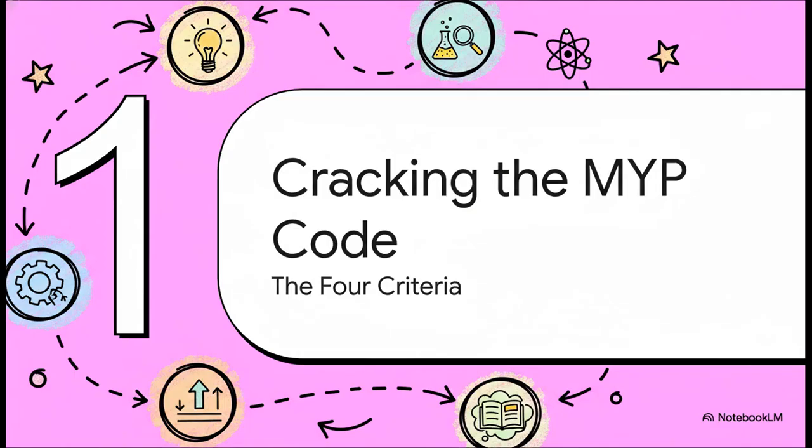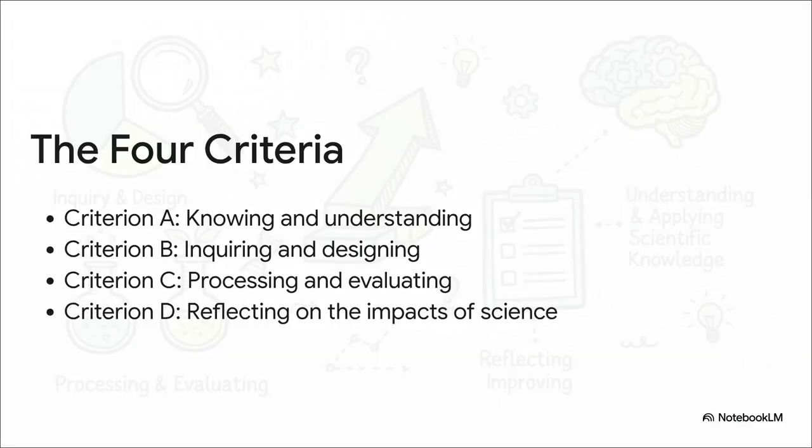You see, every science assessment you do in the MYP is basically a quest with 4 trials. These are the 4 criteria you're graded on, and they cover the entire scientific process, from what you know at the start to your final thoughts at the end. So here they are, the big 4. Criterion A is all about what you know. B is how you plan an investigation. C is what you do with the data you collect. And D is about connecting all of your work to the real world. If you can master all 4, you're on the path to the top.